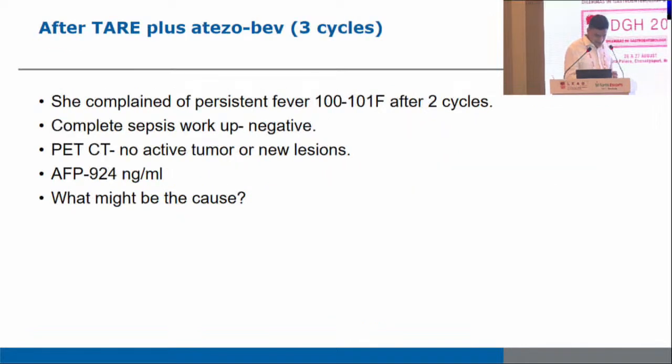So after 3 cycles, the patient complained of persistent fever, 100, 101 degrees Fahrenheit. We did a complete sepsis workup, which was negative. PET CT had no active tumor or new lesions, but AFP was still around 924. What might be the cause of persistent fever in this patient?